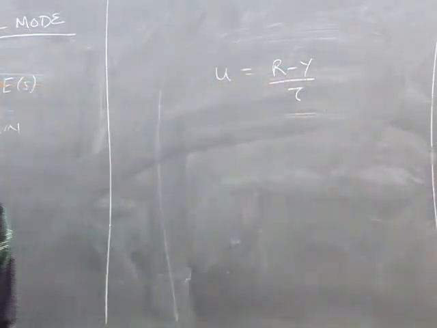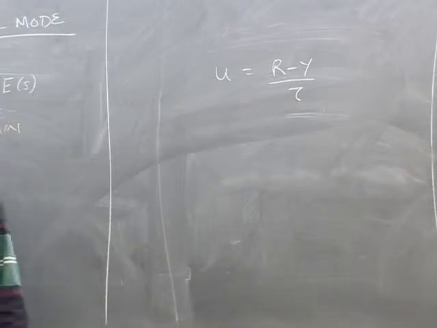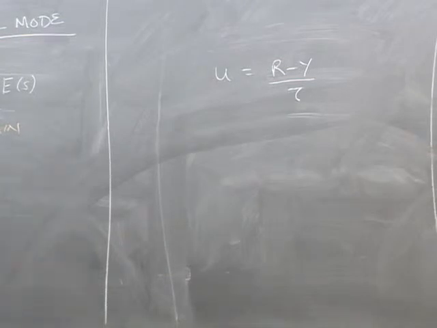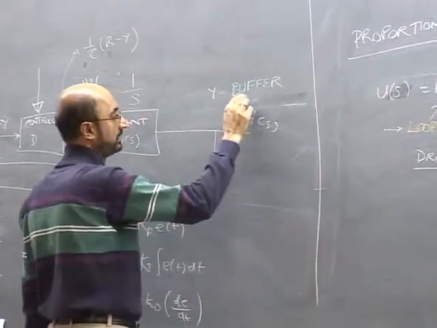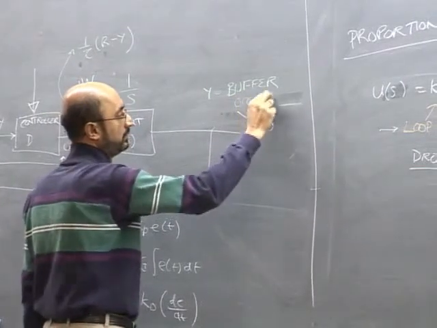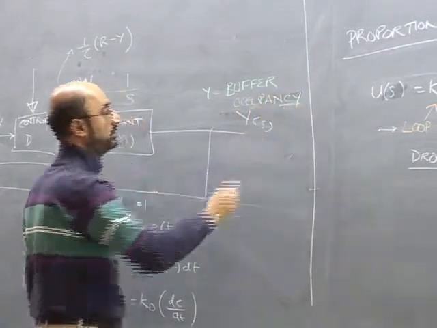Remember, the output is the buffer value. It's not the rate. Y is the buffer value. It's not U. Y should be the actual buffer size at that particular time. That's correct. Yeah, the buffer occupancy. Instead of calling it buffer value, let me call it buffer occupancy. That's more accurate anyway. In the case when the input is 0, right.